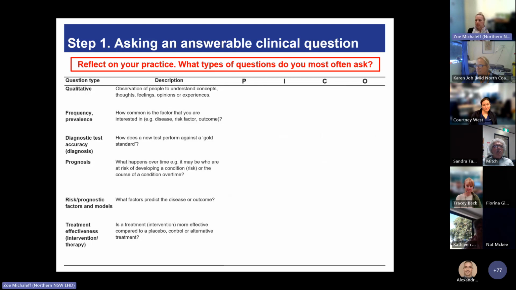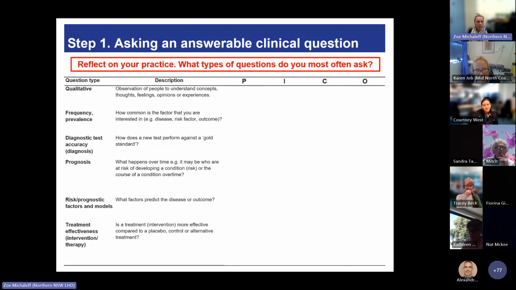So listed in this table are the different types of questions that you can ask. And in the next column to the right is just a brief description of each of the questions, different types of studies that you can do or questions you can ask. So qualitative questions often around understanding people's thoughts, feelings, opinions, or experiences. And that might be of a specific test, a treatment, a contact with the health service.